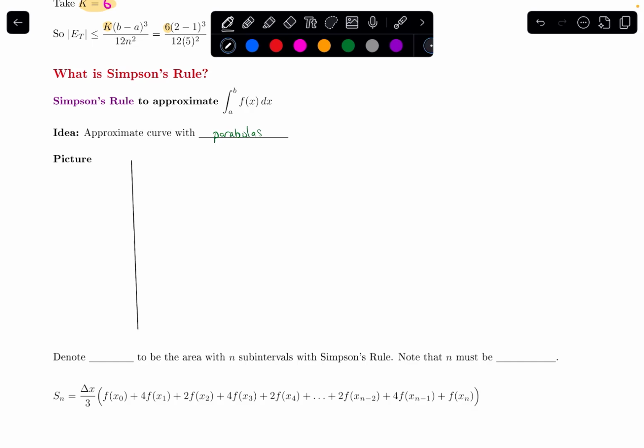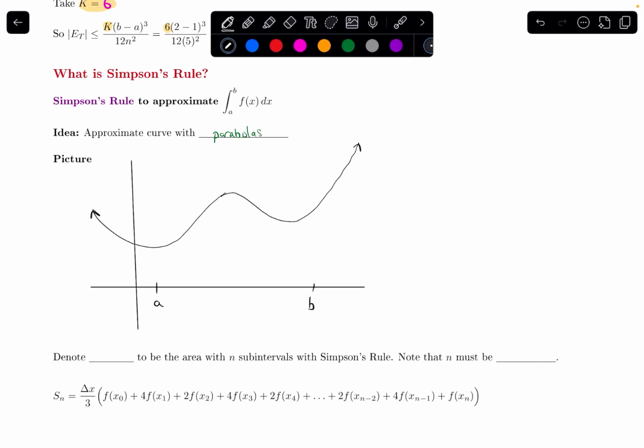So let's draw a picture. I will draw my axes, and then I'll draw some interval from A to B. And then I'm going to draw some function's graph on that interval. Maybe let's imagine that my function goes down a little bit, and then it goes up, and then maybe it goes down, and then it goes up one more time. So I have this graph.